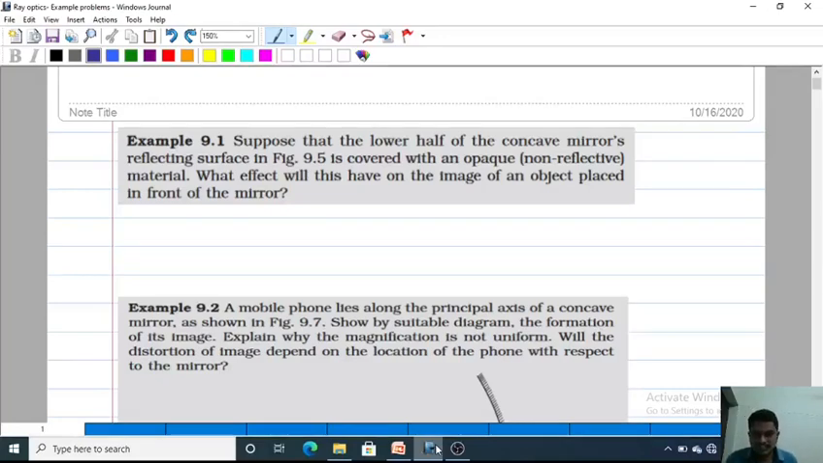Welcome to physics online session. In this class we'll discuss example problems from ray optics and optical instruments.